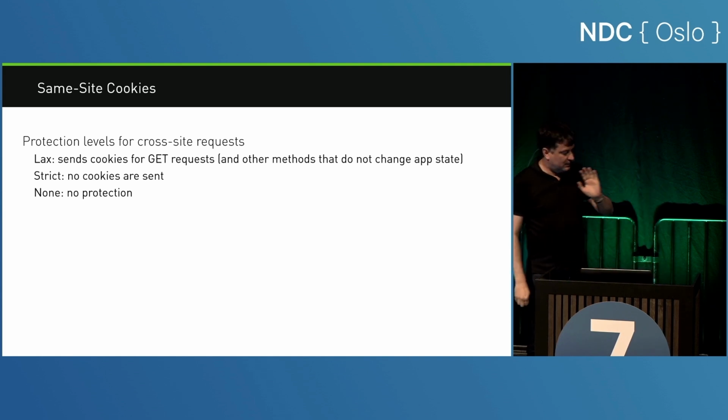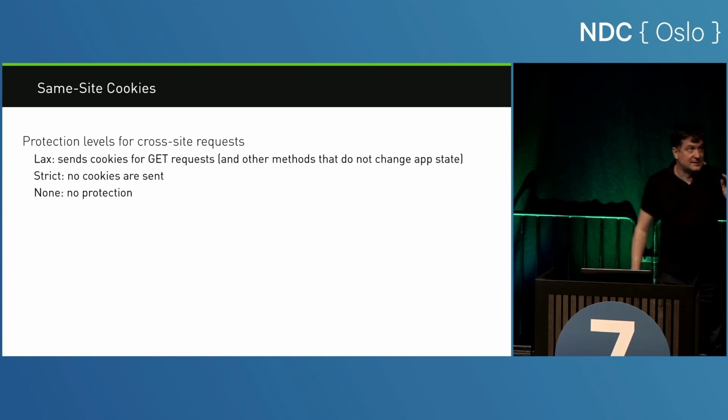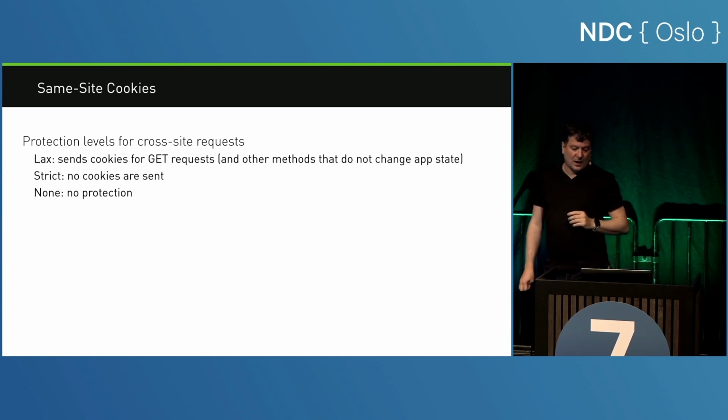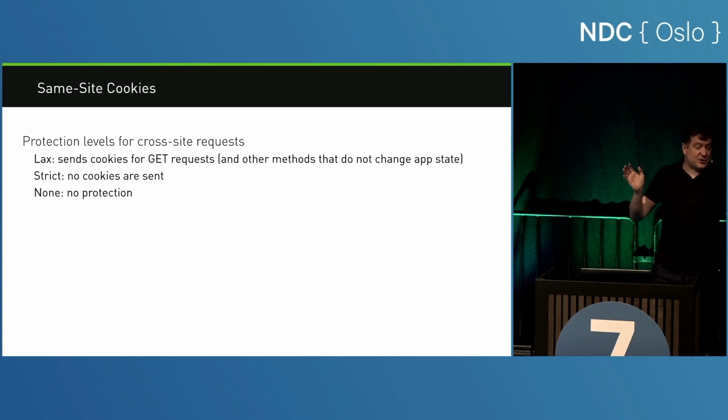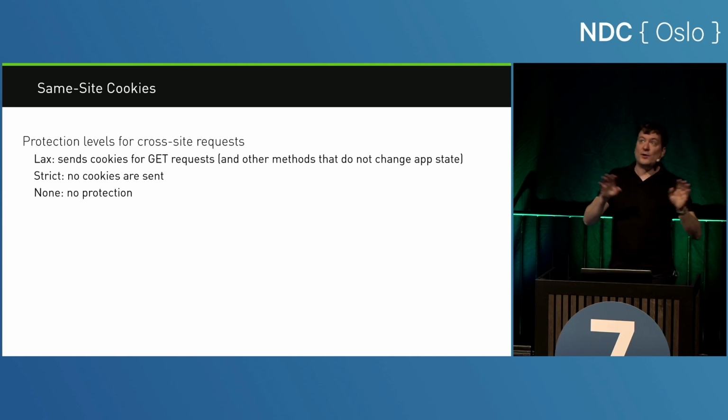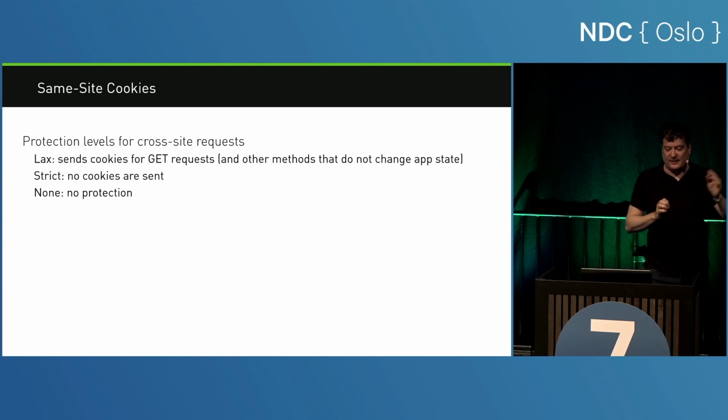Strict is even better. Strict means if there's a cross-site request, the cookie is just not sent, even for a GET request. And that can be a good defense in depth strategy against cross-site request forgery. So no excuse for not having this one-time token in your forms, etc., but defense in depth, like content security policy is defense in depth.